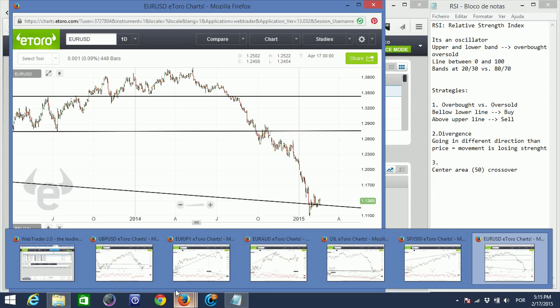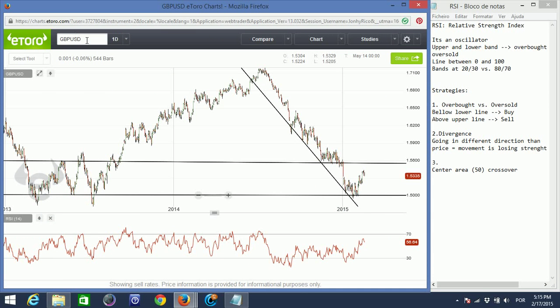All right, let's get to a few examples. The first one is with the GBP USD. So this is a nice example for strategy number 1, overbought versus oversold. So we can see over there that the market was overbought. We could sell there, and the market went quite dramatically down, right? So we would make a nice profit over there.